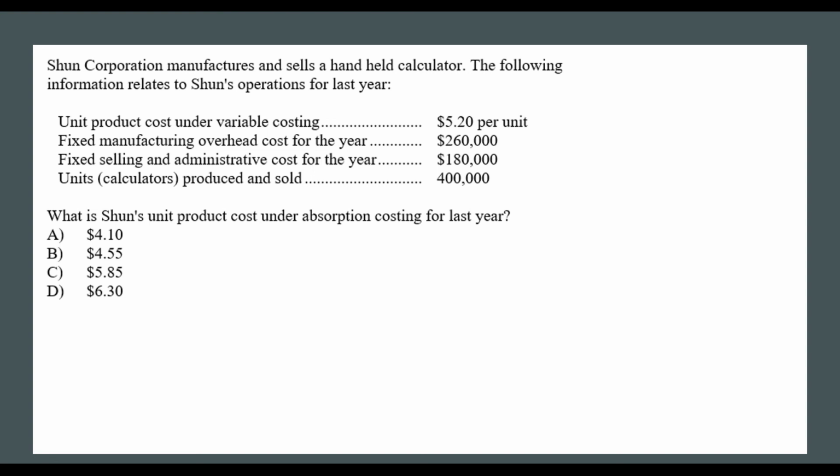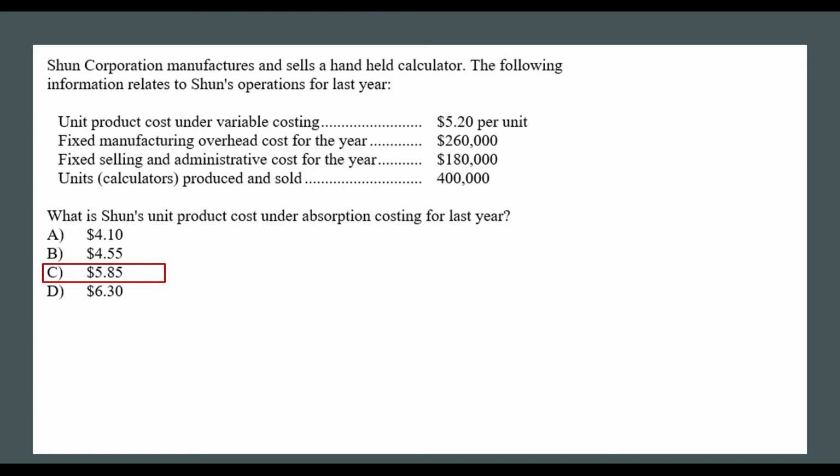So guys, what is our answer for this problem? It's letter C. So how did we compute for that? We are asking for the unit product cost under absorption costing. Please do remember that we have here your unit product cost under variable costing. Remember that under variable costing, your unit product cost consists of what? It's your direct material, direct labor, and variable manufacturing overhead.